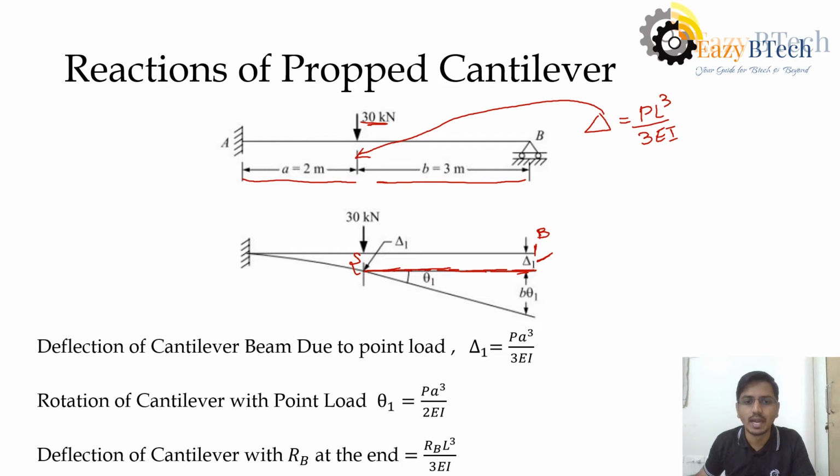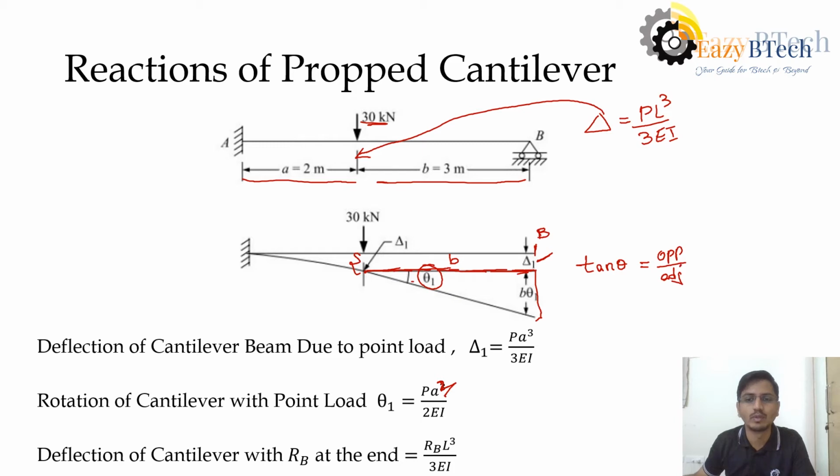After that, at the same point, we can also get the slope. The slope formula is given as PA squared by 2EI. Now, using the properties of similar triangles, this distance is B, this is theta. If we apply the tan theta formula, tan theta equals opposite by adjacent.